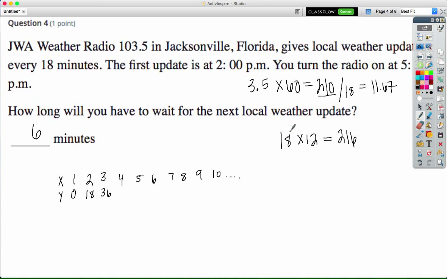Again, I just said how much time had passed, 210. Well, if it's happening every 18 minutes, I divided by the common difference, the pattern of 18, which told me 11.67 of them have already happened. And I'm trying to figure out when the next one's going to happen. That's going to happen at the 12th update. And so 12 times 18 minutes each time gives me a total of 216 minutes after 2 o'clock is when the next update's going to happen. Well, if 210 minutes have already passed, then there's only 6 minutes left.